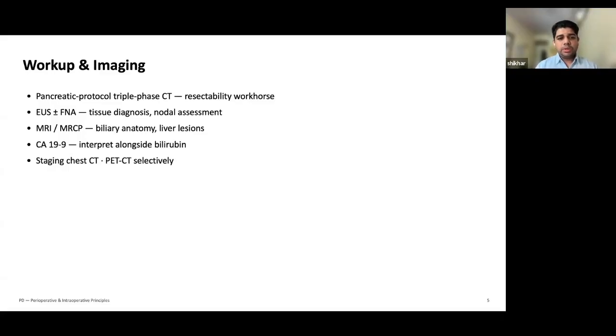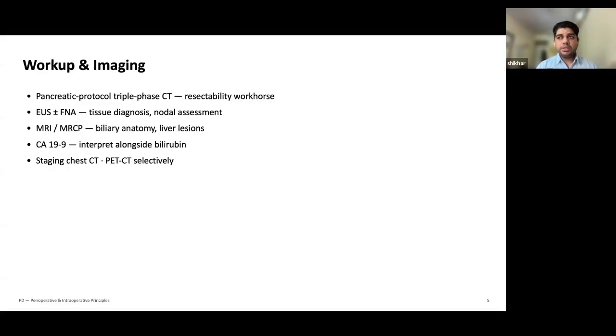MRI with MRCP can also be done, but the preferred modality in our center is the pancreatic protocol CT. In certain cases where the biliary anatomy has to be delineated, or where the CT is equivocal or not conclusive, we can go for MRI with MRCP.